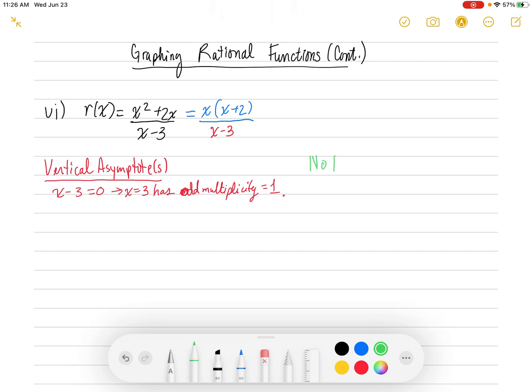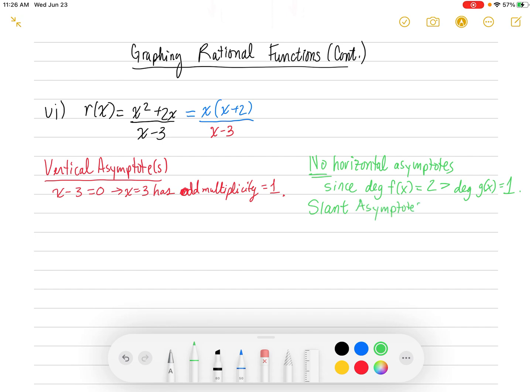All right, how about horizontal asymptotes? There are none. No horizontal asymptotes, since the degree of the top is bigger than the degree of the bottom. The degree of the top, I'm calling f of x, is 2. That's bigger than the degree of the bottom, g of x, which is 1.